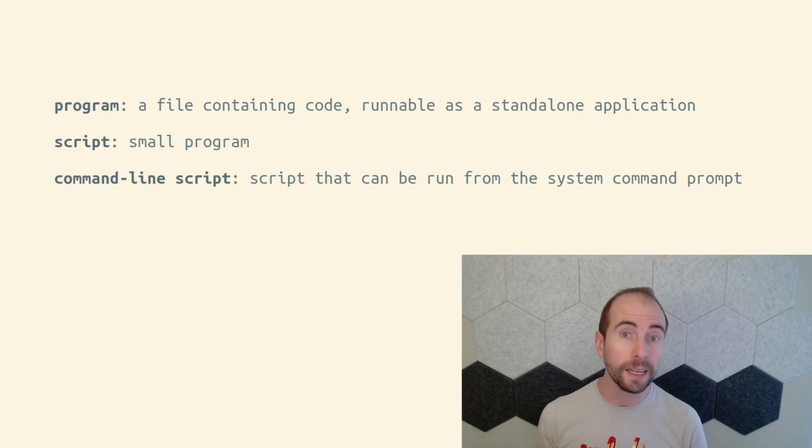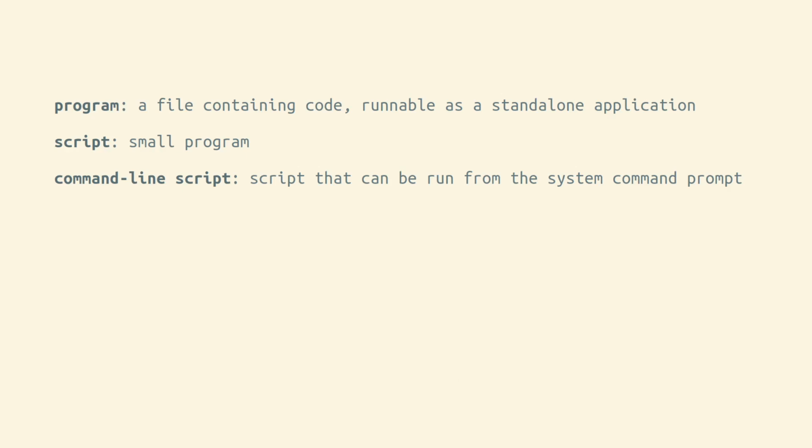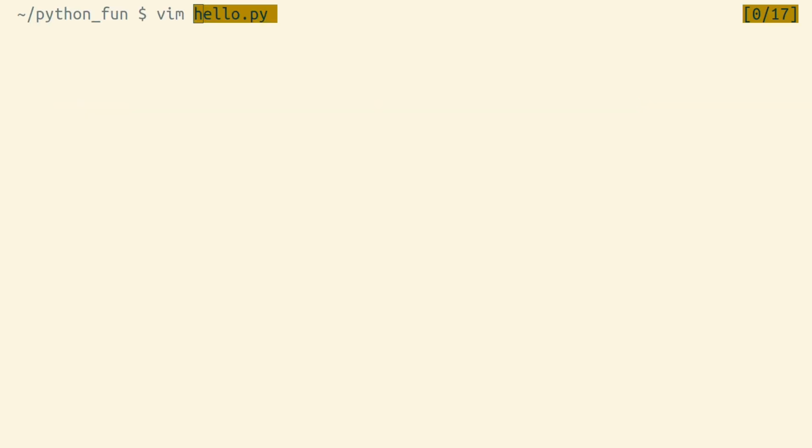Python programs are written in code editors. You can use Visual Studio Code, Sublime Text, PyCharm, Notepad++, or any other text editor that's meant for writing code. You don't need a special code editor just for writing Python programs. Any code editor will work. Let's open up a code editor and make a new file called hello.py.